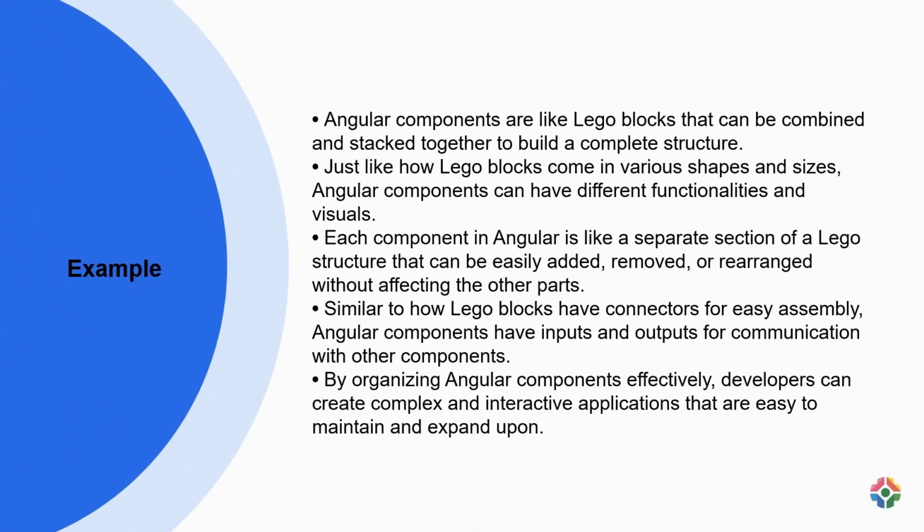Angular components are like Lego blocks that can be combined and stacked together to build a complete structure. Just like how Lego blocks come in various shapes and sizes, Angular components can have different functionalities and visuals. Each component in Angular is like a separate section of a Lego structure that can be easily added, removed, or rearranged without affecting the other parts.